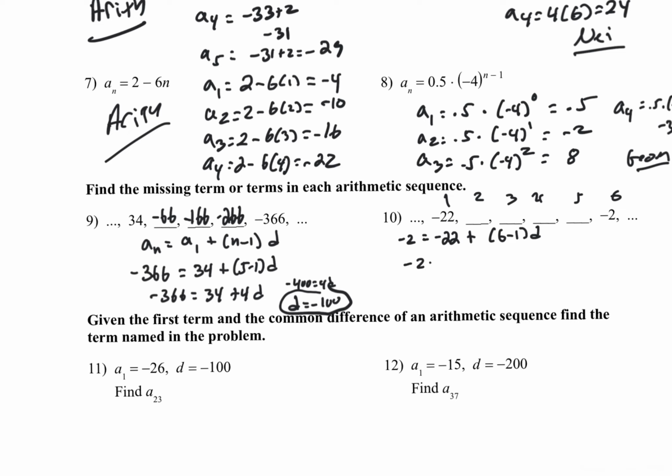So that's negative 2 equals negative 22 plus 5d. Add 20, so you get 20 equals 5d. d equals 4. So add 4, so that would be negative 18, negative 14, negative 12, negative 10, negative 6. Awesome.